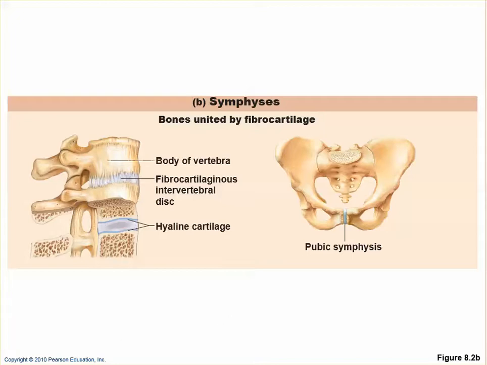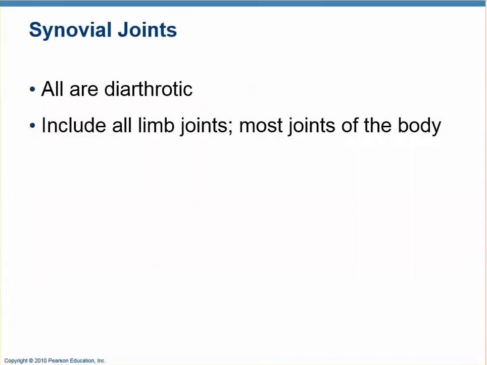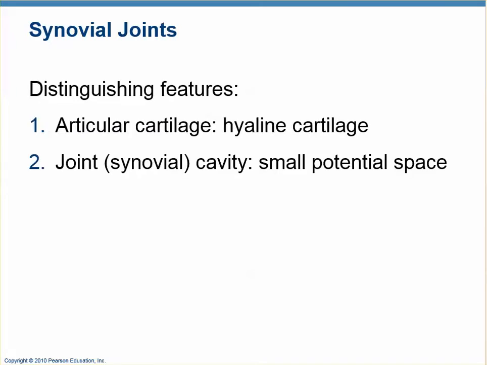The vast majority of joints in the body are actually synovial joints, and they are diarthrotic joints. All the joints of your limbs, just about, are these, well, that or syndesmoses. Like I said, most of the joints are this. So what makes a synovial joint a synovial joint?